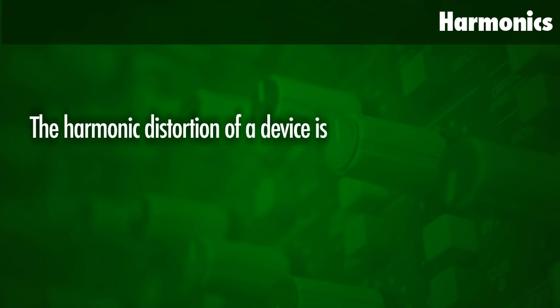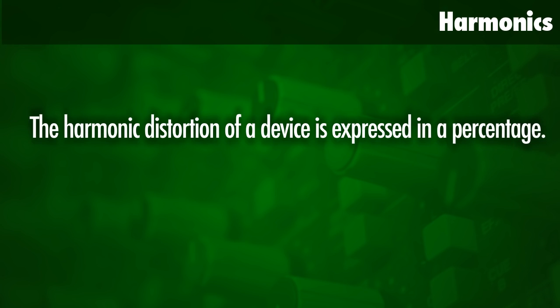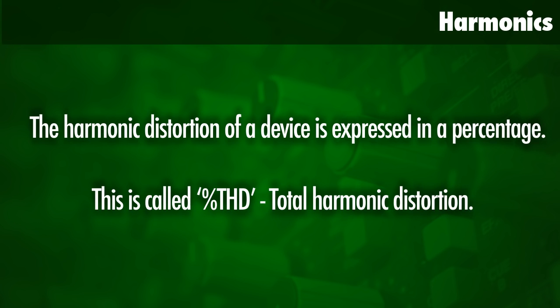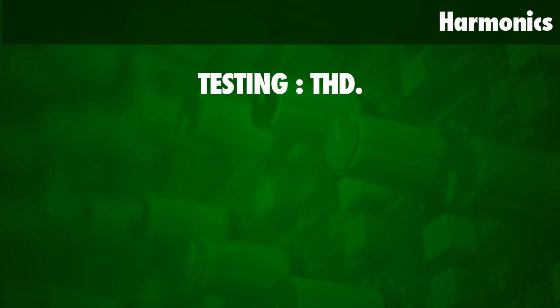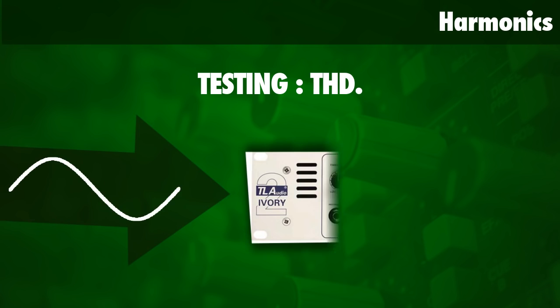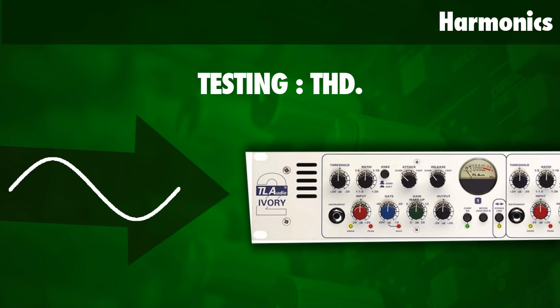The harmonic distortion of a device is expressed in a percentage. In the specifications of a device, this is referred to as THD, or total harmonic distortion. I'm going to perform a test where I'm going to run a sine wave through a compressor, in this case the TL Audio compressor, the 5021, and it's completely neutralized, so it's not compressing or doing anything. I'm just running the signal through it.